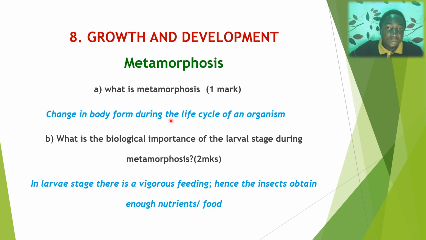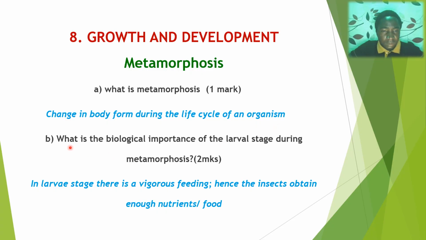Next question from growth and development, that is metamorphosis. What is metamorphosis? This is basically change in body form during the life cycle of an organism. In most cases, we see insects changing from larva to pupa, pupa to adult. You see those stages, how the organism changes from one stage to another. That is what we call metamorphosis.